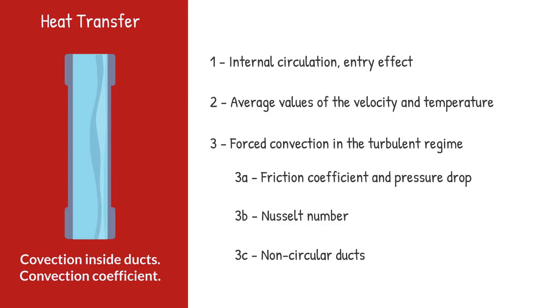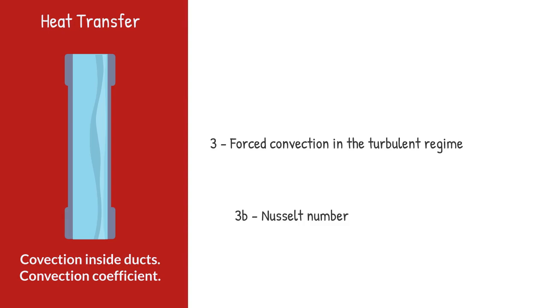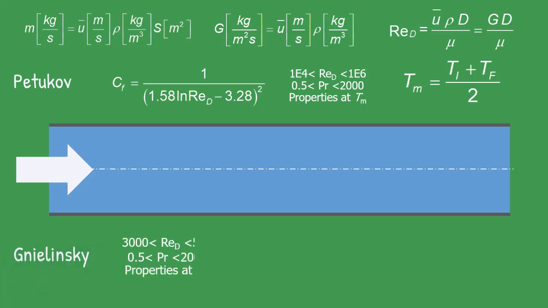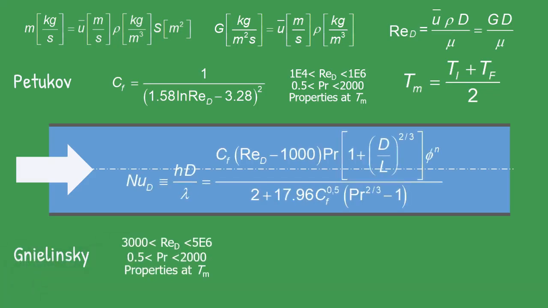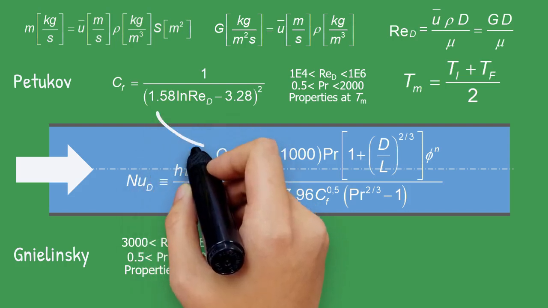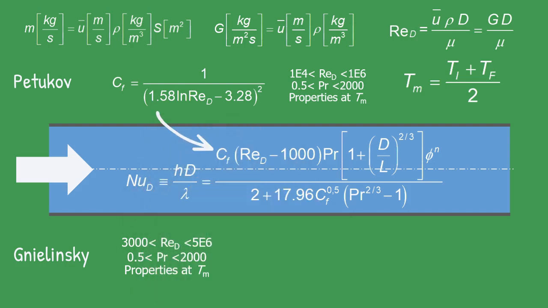The Nusselt number. To calculate the Nusselt number, and later, the convection coefficient, we will always use the Gnielinski formula in a turbulent regime inside ducts. The Nusselt number depends on the friction coefficient, since heat transfer is strongly influenced by flow characteristics.